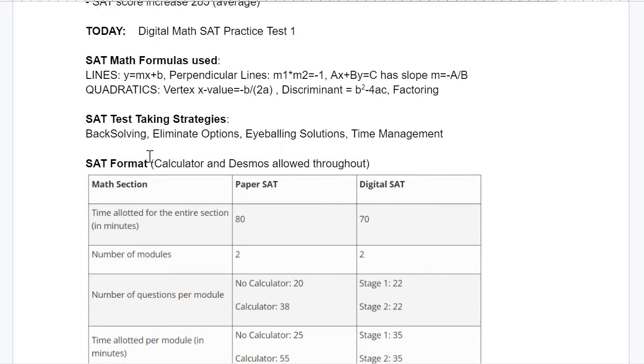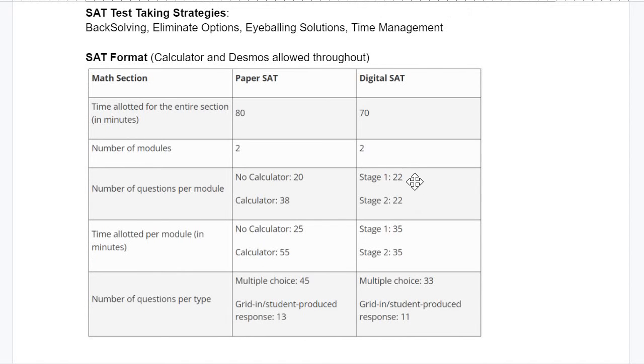And I again will show you the most important test taking strategies in our test here. As a reminder, you have 22 questions per module, so 44 questions altogether, and you have 70 minutes, 2 times 35 minutes. That gives you about a minute and a half per question, 90 seconds. You will see, you don't need that much time. 33 out of the 44 are multiple choice, and 11 you have to grid in. So let's get this going.